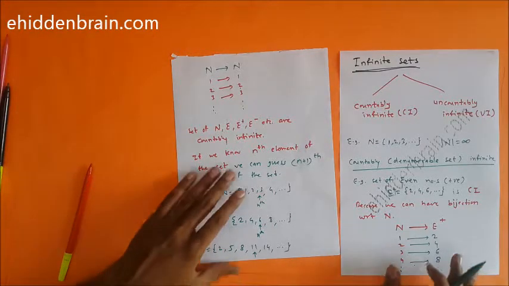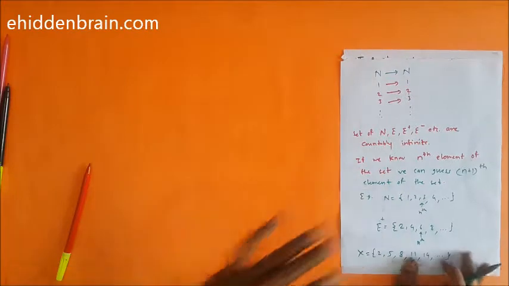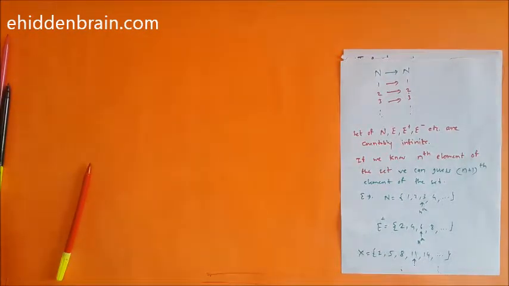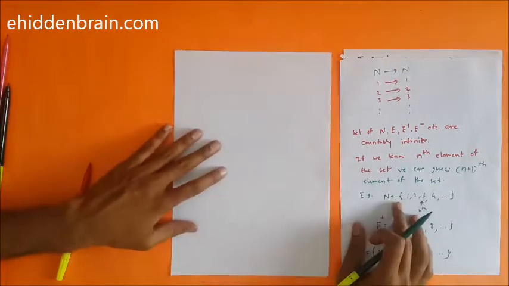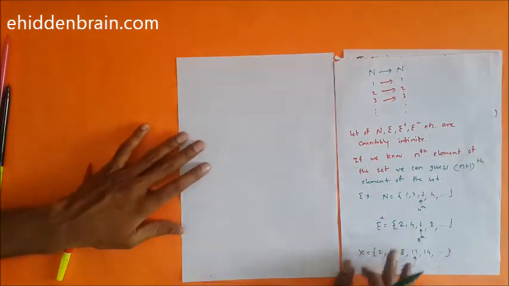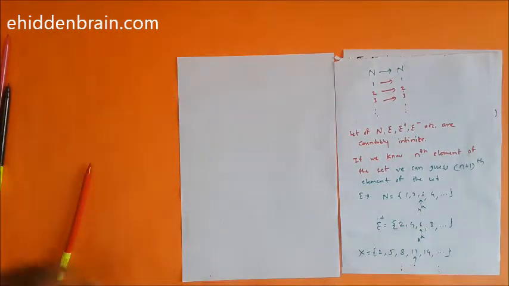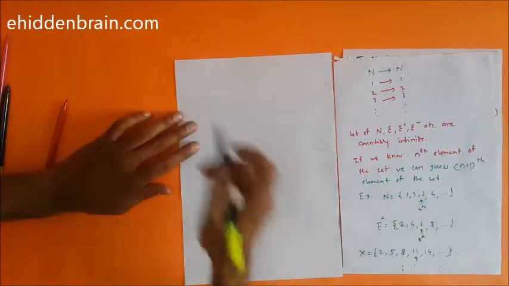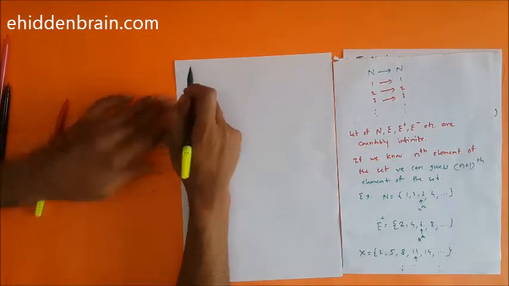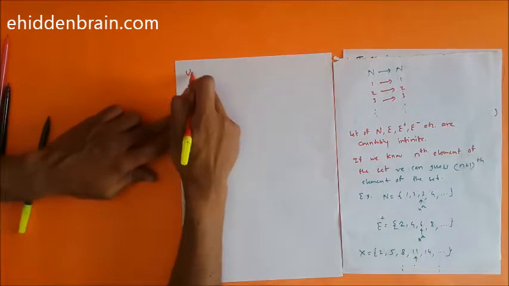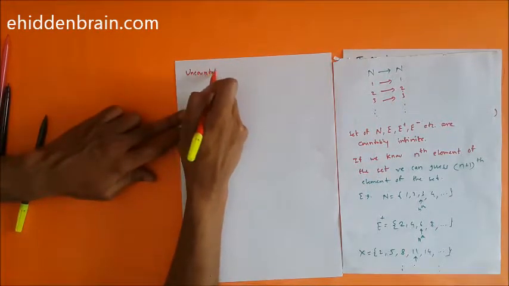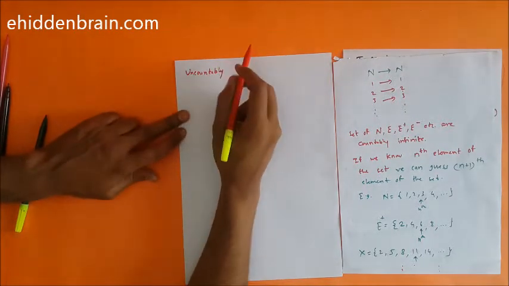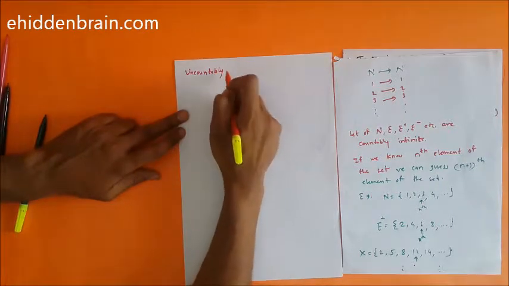Now what is uncountably infinite set, right? What is uncountably infinite set? Uncountably infinite sets are the sets where in that, if we know uncountably infinite sets, right?